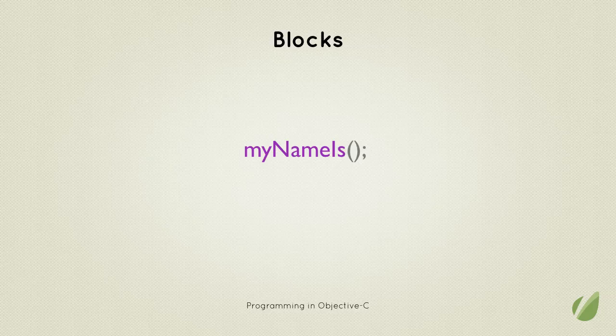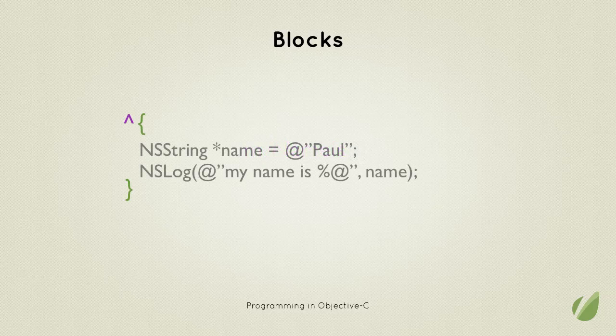What if we want to create a block that takes arguments? Well, first we have to change the block implementation. Let's remove the NSString star name from the previous block and request it as argument for the block instead. After the caret, we have to define the argument list like for any other function. So let's write caret, parenthesis, and NSString star name.